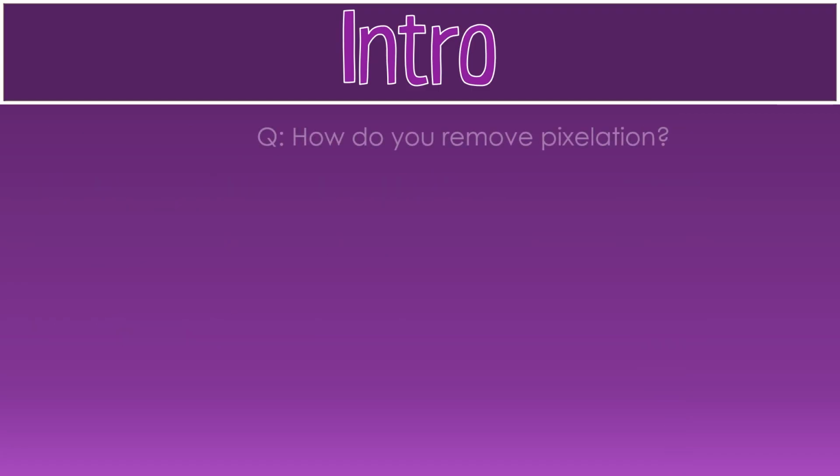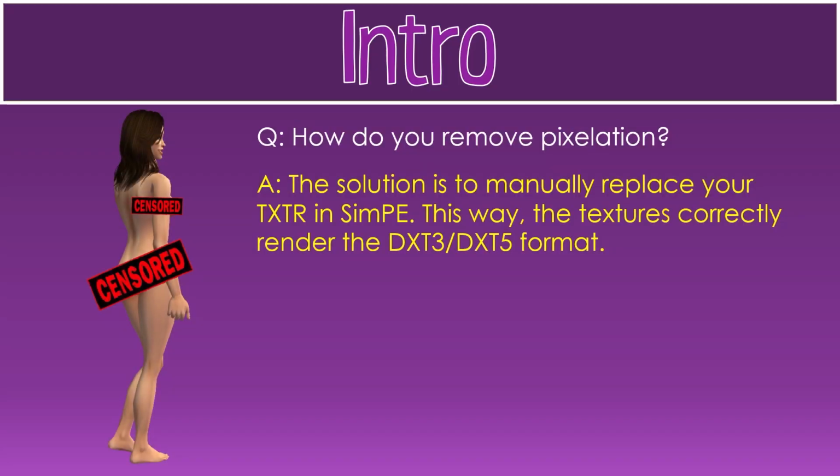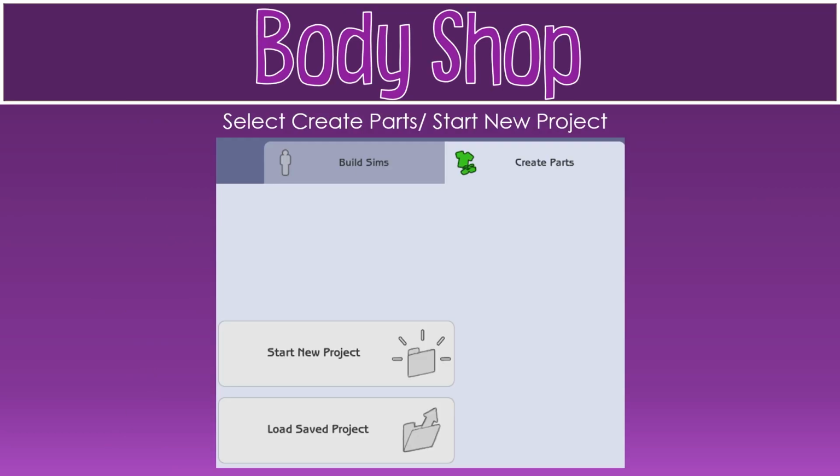How do you remove pixelation? The solution is to manually replace your TXTR in SimPE. This way, the textures correctly render in the DXT3 or DXT5 format.